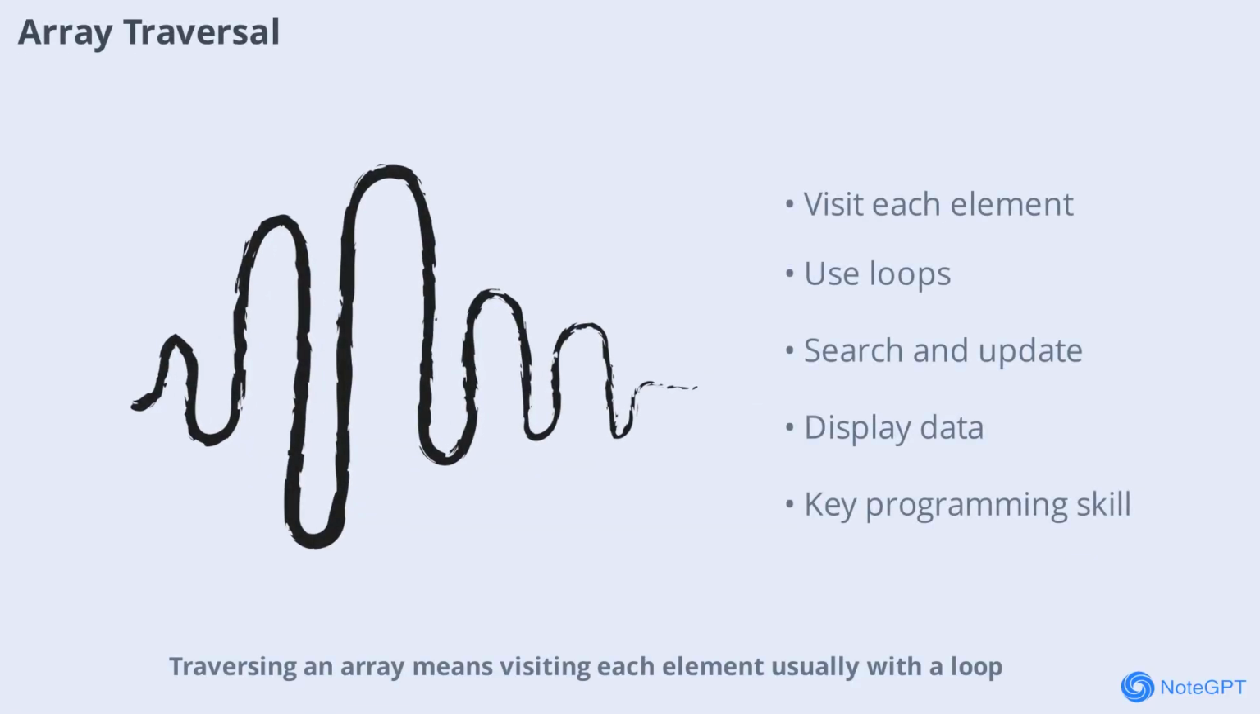Traversing an array means visiting each element, usually with a loop. This is essential for tasks like searching, updating, or displaying data. You can use for loops, while loops, or even specialized iterators depending on the language. Mastering array traversal is a key programming skill that will help you manipulate data efficiently.